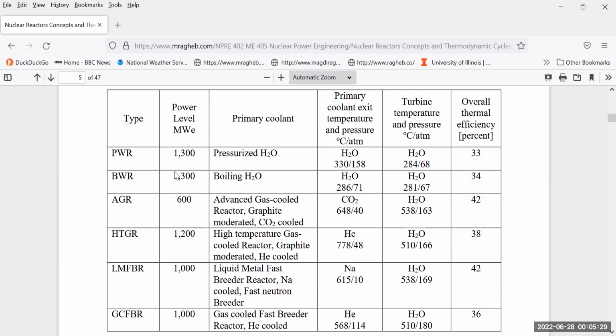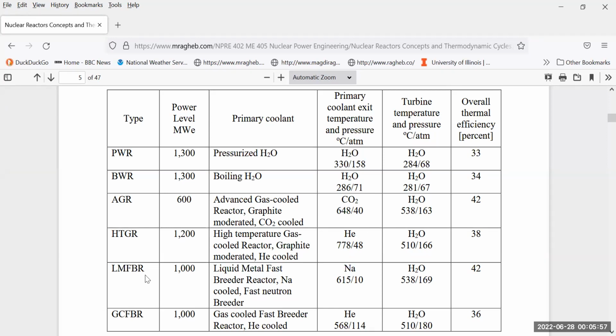You'll find that the pressurized water reactor uses an exit temperature of 330 degrees Celsius, operating at 158 atmospheres. So that's a high pressure here of the pressurized water reactor. Boiling water reactors, because we allow the water to boil inside the core, you notice that it operates at a lower pressure of 71 atmospheres.